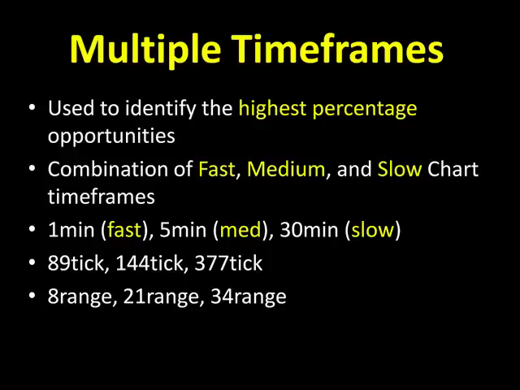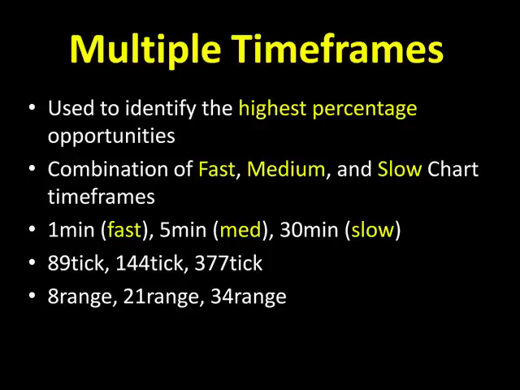opportunities in the market. An example of this may be a combination of a 1 minute, a 5 minute, and a 30 minute, maybe an 89 tick, a 144 tick, and a 377 tick, maybe an 8 range, a 21 range, and a 34 range. So as you can see, it's a combination of fast, medium, and slow chart time frames. Now there may be more than just 3, okay, but I don't think there's going to be less than 3 though. Usually a fast and a slow time frame are pretty standard, but we'll want to have something in between there, a medium time frame or even slower time frame.